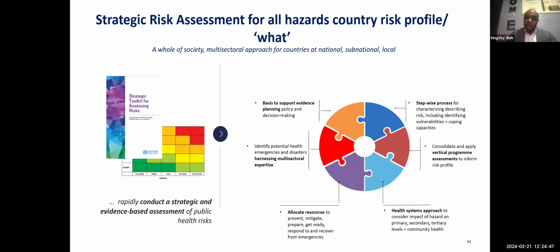And with this country risk profile, it can inform planning processes like NAPs, like business continuity planning, and also can trigger some readiness actions, identify potential health emergencies before they happen. And I think we can see it in some other slides to come. Next slide.